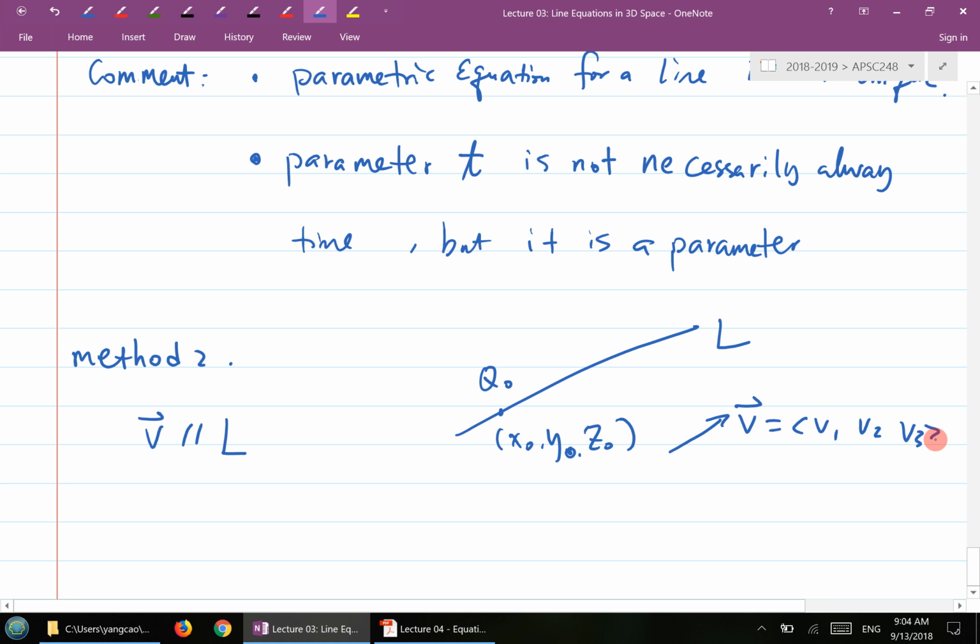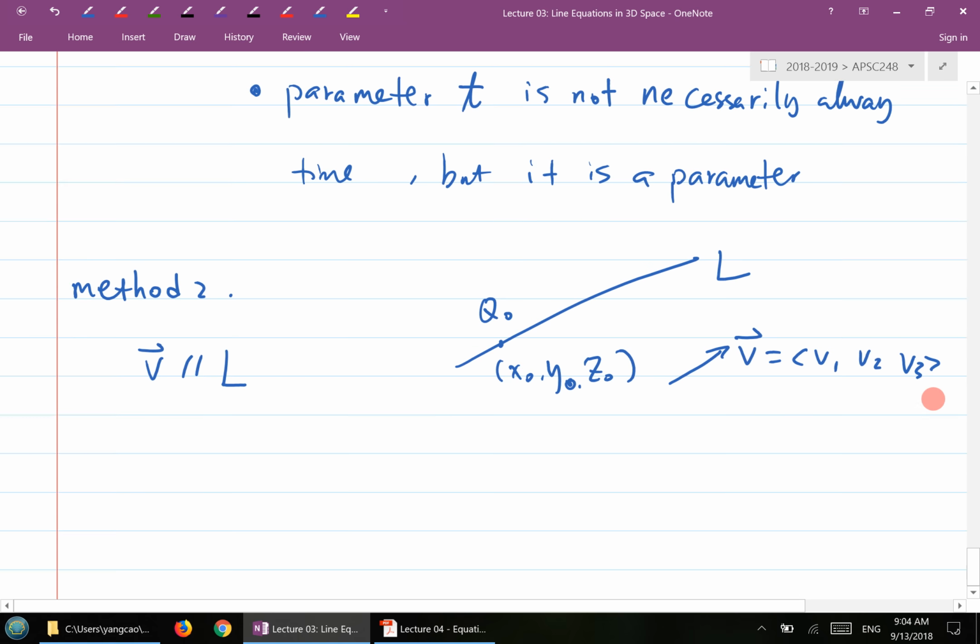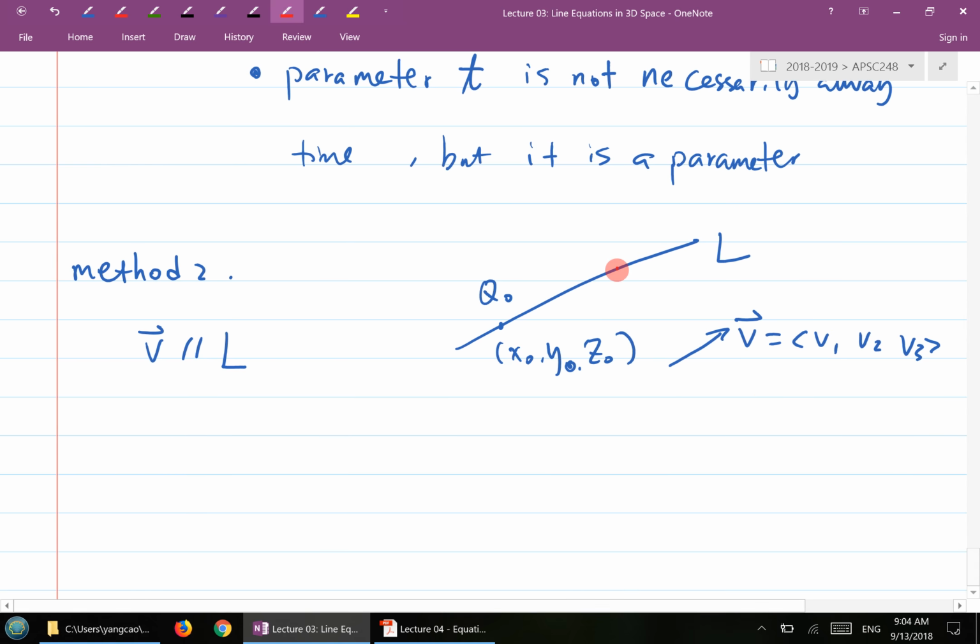Always remember a vector is a free vector, so when we see the parallel, you can literally move it around in 3-space, right? But it's always parallel between this V and L. Now I'm trying to derive the line equation describing a point P, which is on the line L here.